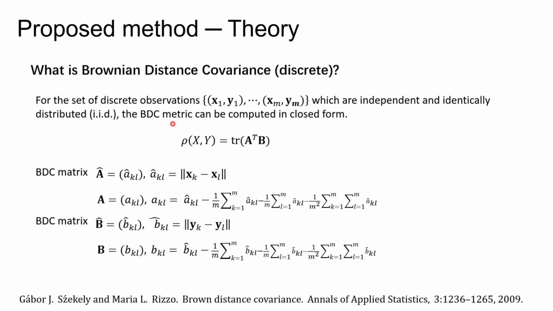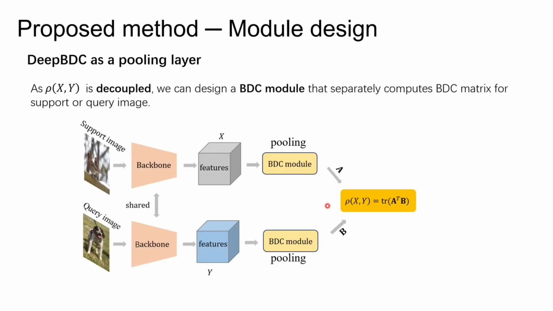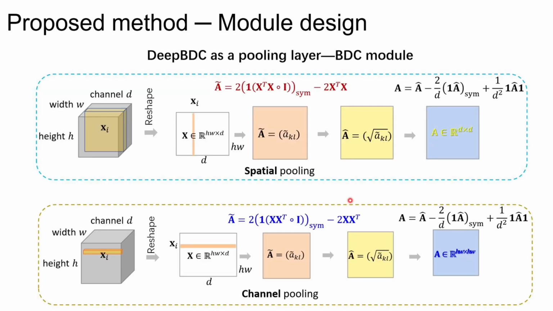Here is BDC in the discrete condition. The feature map of convolutional features can be seen as a random vector. The sets of x and y represent the support and query features. Then we can compute the BDC matrix by these formulas. Then we implement these formulas as a pooling layer. We use the BDC module to separately compute the BDC matrix for support and query images, then apply the inner product to obtain similarity.